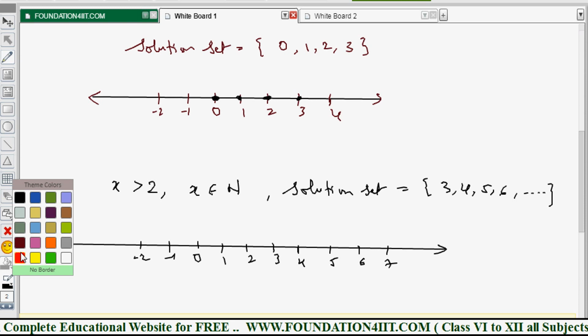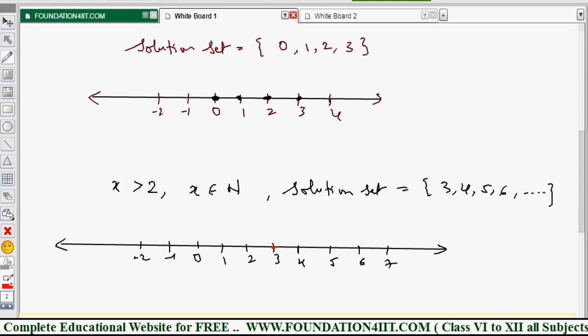That means 3, 4, 5, 6, 7 till infinity. You can't keep all of it on the paper, so afterwards just keep three dots like this. The meaning of this is till infinity. Left side is infinity, right side means right side infinity. So 7, 8, 9, and so on till infinity. So the meaning of the three dots is till infinity. It starts from 3 till infinity, only the natural numbers.